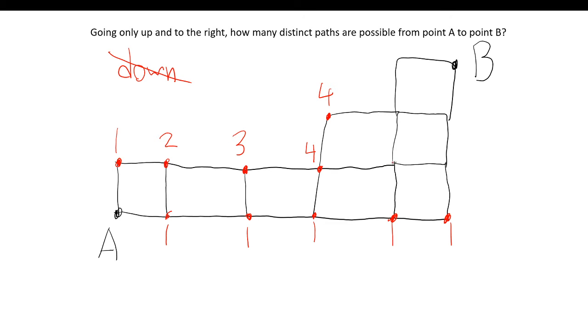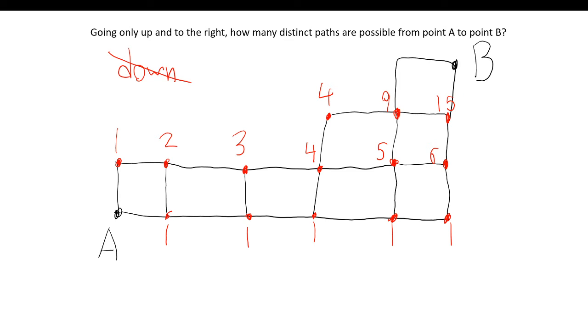And then let's aim for this point right over here. For this point, we can either go down, that's one way, or over here to the left. So four plus one is five. And now we can aim for this point. We can go over here: five and one is six. Aim for this point, go here: four and five is nine. And then now we can keep doing this for the point over here. We can either go down, which is six ways, or over here, there's nine ways. Nine and six gives me 15.